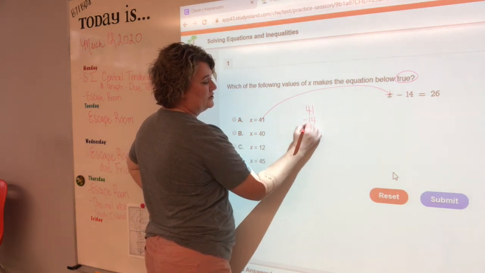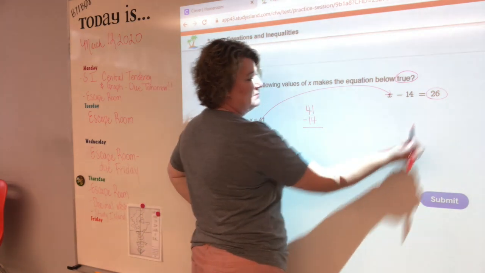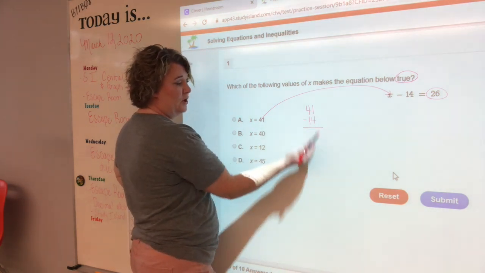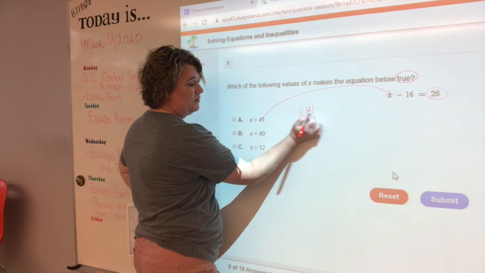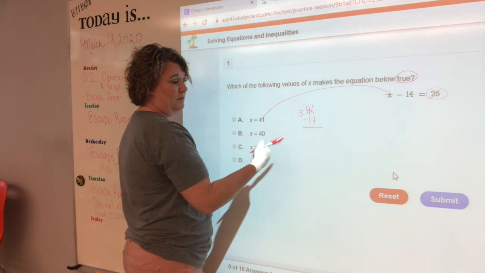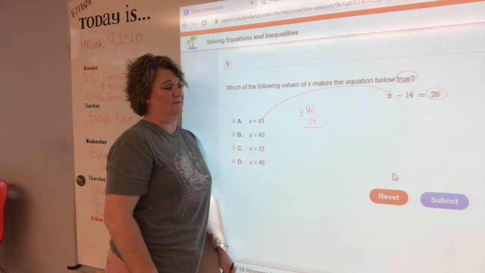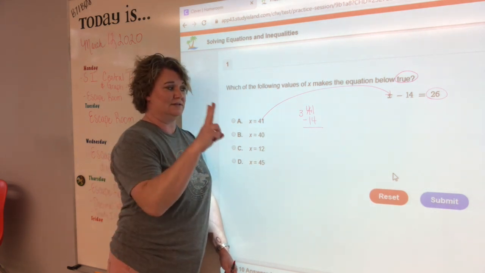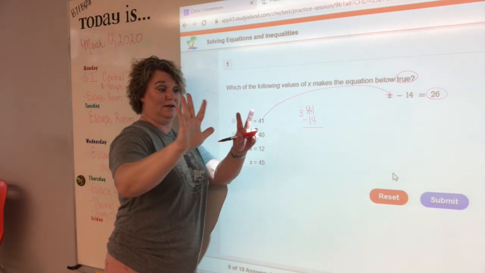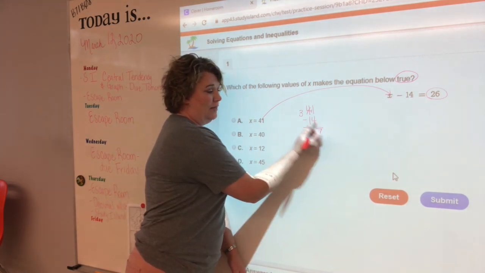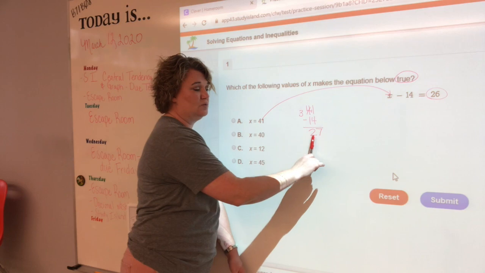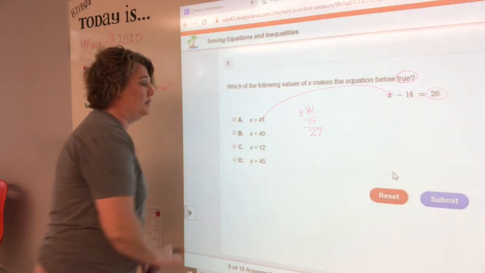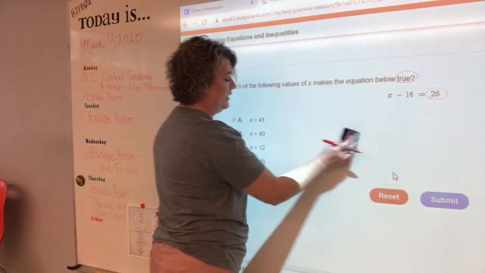41 minus 14, let's see if we get 26, because if we don't, then that would be false. So 1 minus 4 you can't do, so the 4 needs to become a 3, the 1 needs to become an 11, and remember we're going to count from 4 up to 11, so we slap our leg on 4 and count up to 11. 4, 5, 6, 7, 8, 9, 10, 11, so that gets me 7, and 3 minus 1 is 2. So is 27 the same as 26? Absolutely not, so that's false. That would not be my answer, because I'm looking for true answers.